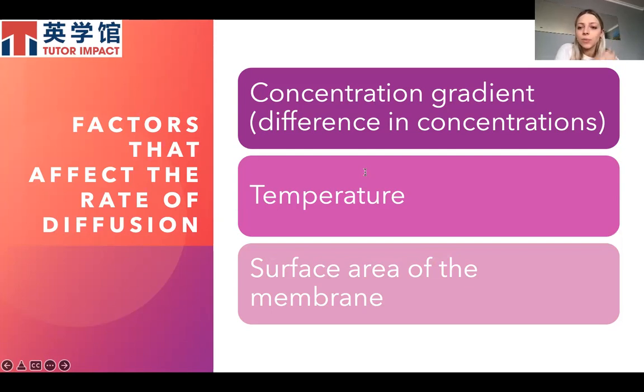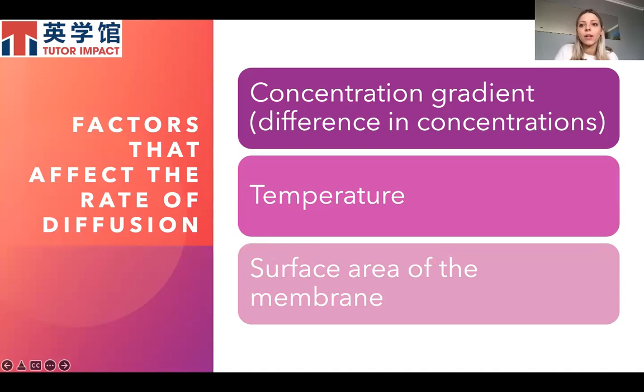Then the next factor we'll be looking at is temperature. The greater the temperature, the greater the movement of particles. So this results in more collisions and therefore a faster rate of diffusion. As I said before, if the temperature is higher, there are more particles moving around because they have more energy. This results in more collisions between particles, and therefore there is a faster rate of diffusion. So the greater the temperature, the higher the rate of diffusion.